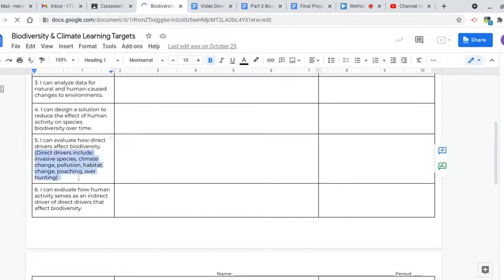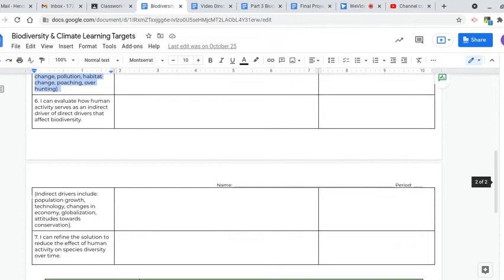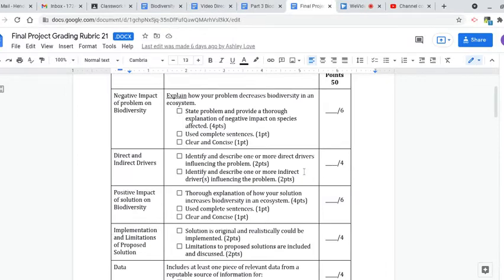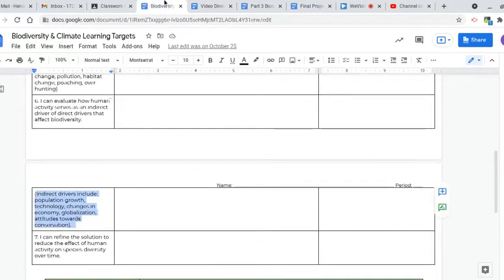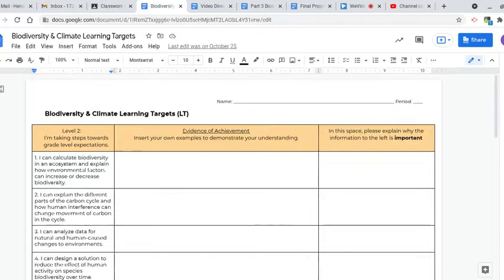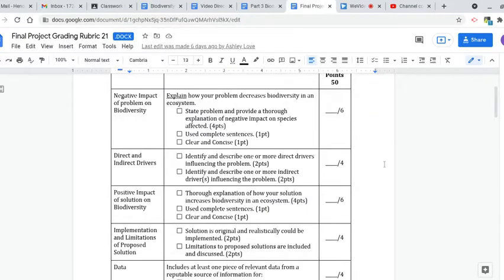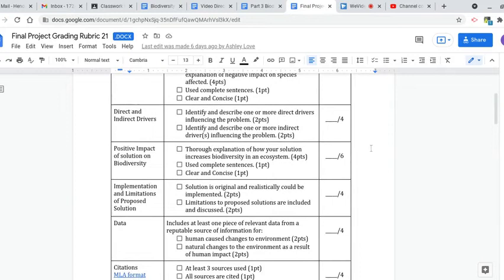Direct drivers include invasive species, climate change, pollution, habitat change, poaching, and overhunting. So which one of those is your direct driver? Indirect drivers include things like population growth, technology, changes in economy, globalization, attitudes towards conservation. So you need to identify at least one direct driver influencing the problem and at least one indirect driver influencing the problem. And you can look at your biodiversity and climate learning targets. That section is worth 4 points.